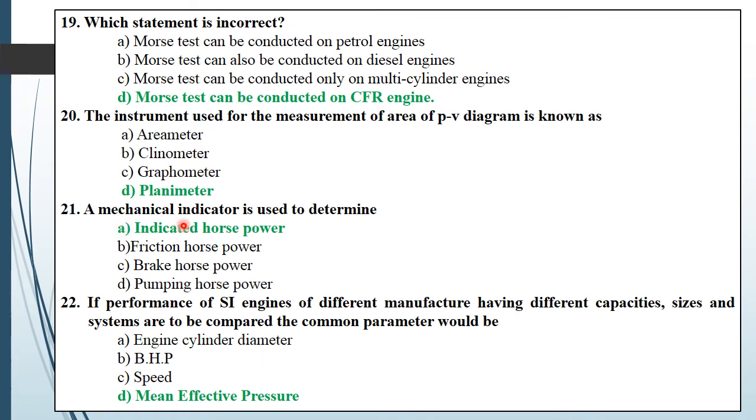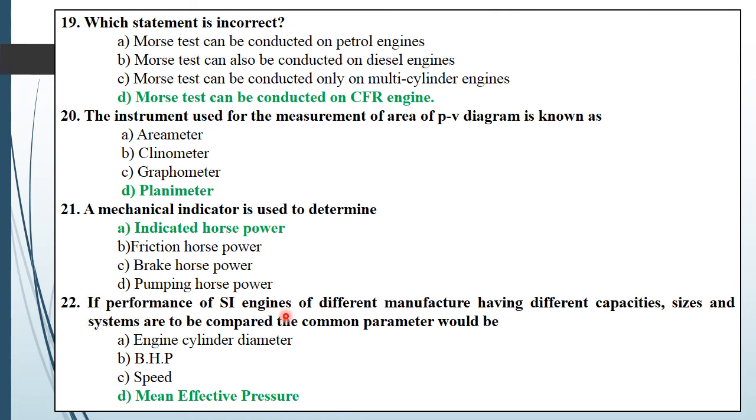Next, a mechanical indicator is used to determine: indicated horsepower, friction horsepower, brake horsepower, pumping horsepower. So the mechanical indicator is used to determine the indicated horsepower. This mechanical indicator is used in the indicator diagram to calculate the indicated horsepower.